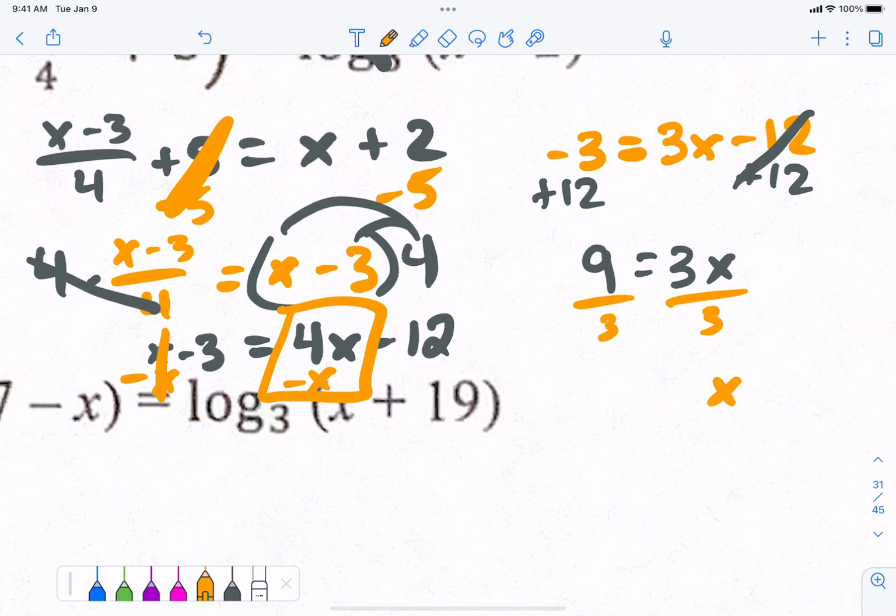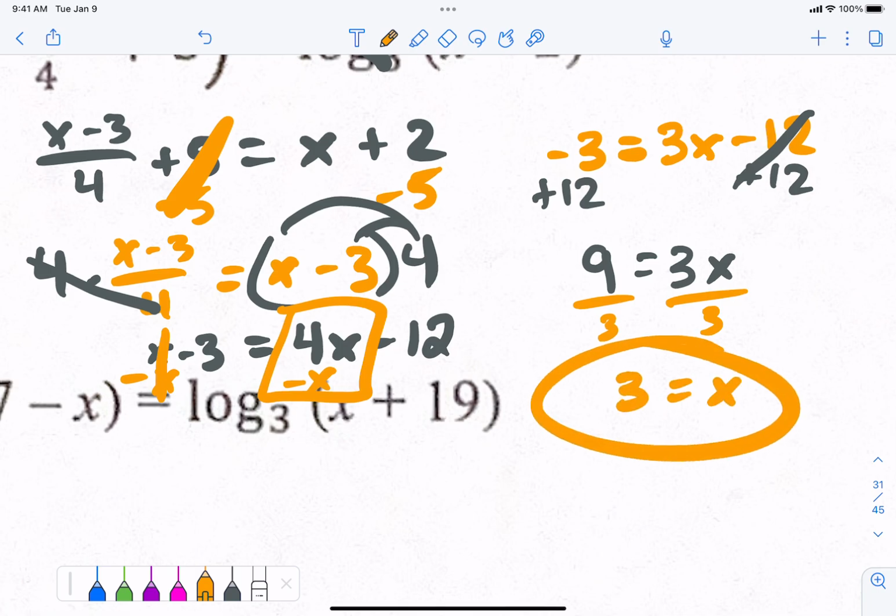So x is 3. You know what's crazy? I didn't write it, but if I multiply by 4, same answer. I don't want to do it again. Okay, good? Happy with that?